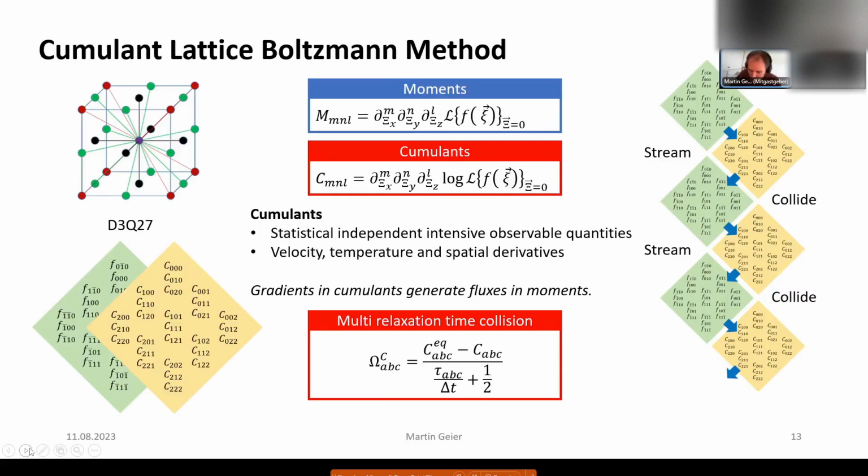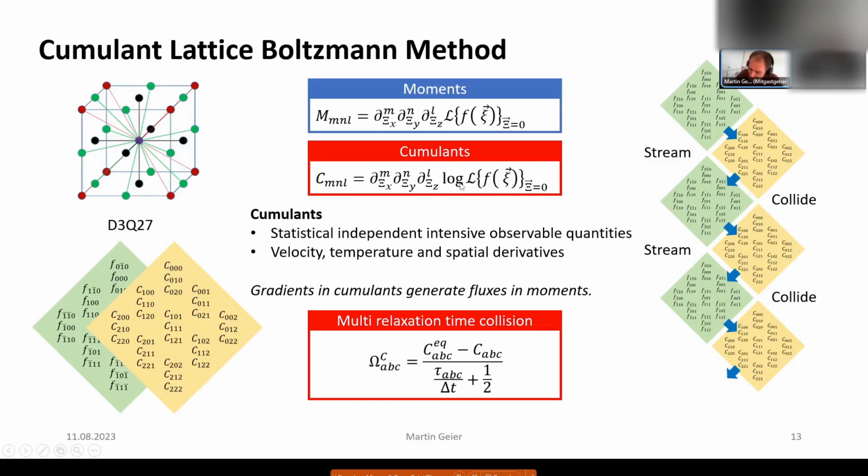So who ever heard about cumulants? Okay, first I should probably say what moments are. If you have a distribution function, a statistical distribution, you can take the Laplace transform and make a series expansion of this, and the coefficients of the series expansion are called moments. And the moments are actually identified with extensive quantities, so with density, momentum, and energy. And cumulants are defined a little bit differently, so there is a logarithm in between here, the logarithm of the Laplace transform of a distribution function.